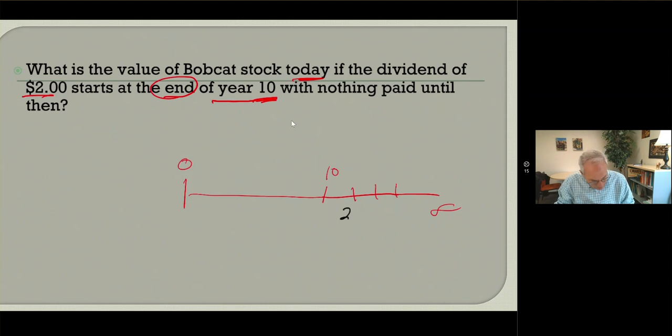So that means the $2 is right there, really, in year 11. So at the end of year 10 is the same thing as at the beginning of year 11. So how much is the stock worth today? So we're looking at P of 0. So we need to bring whatever the value of the stock is in year 11 back to today. So how could we determine the stock in year 11?